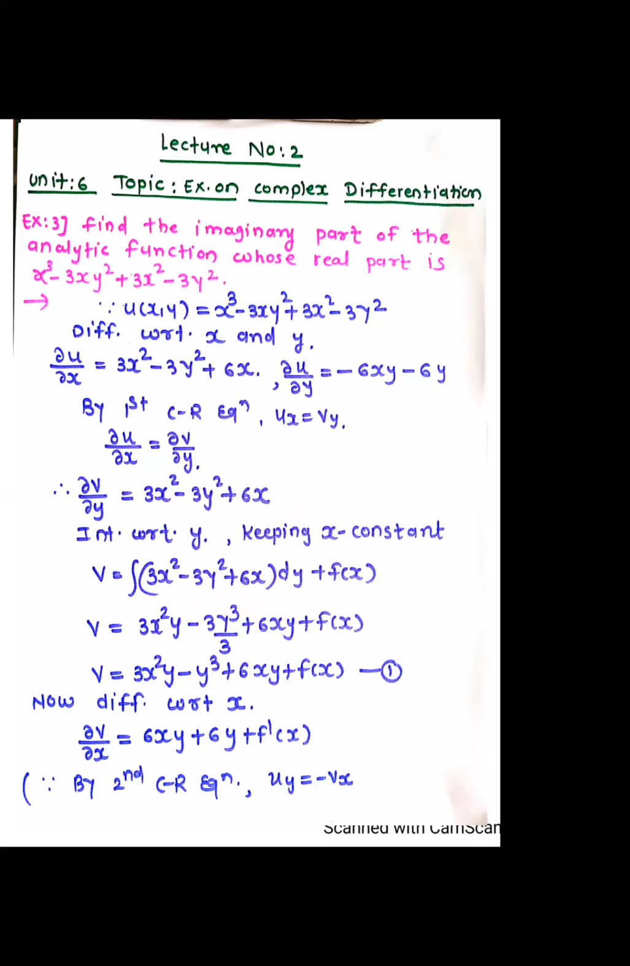Is the step clear? Remember this: when y is constant, f of y will be the constant of integration, and when x is constant, f of x will be the constant of integration. Now integrate each term with respect to y. 3x square is constant, so its integration is 3x square y. For 3y square, the integration is 3y cube upon 3, and for 6x, the integration is 6xy, plus f of x.